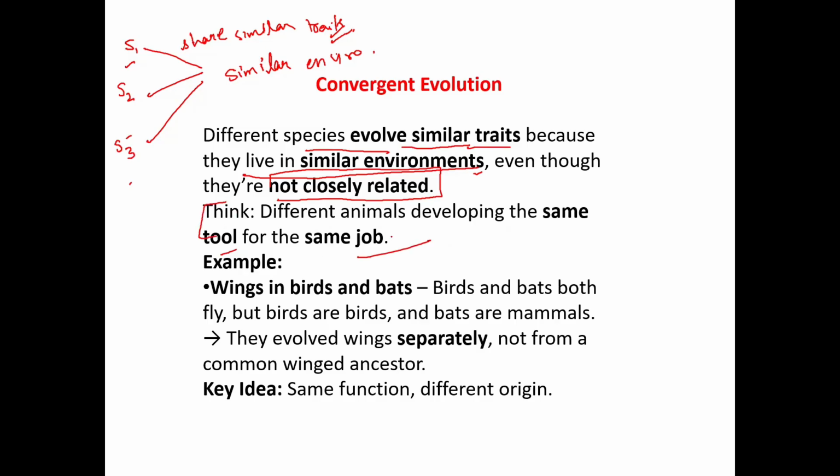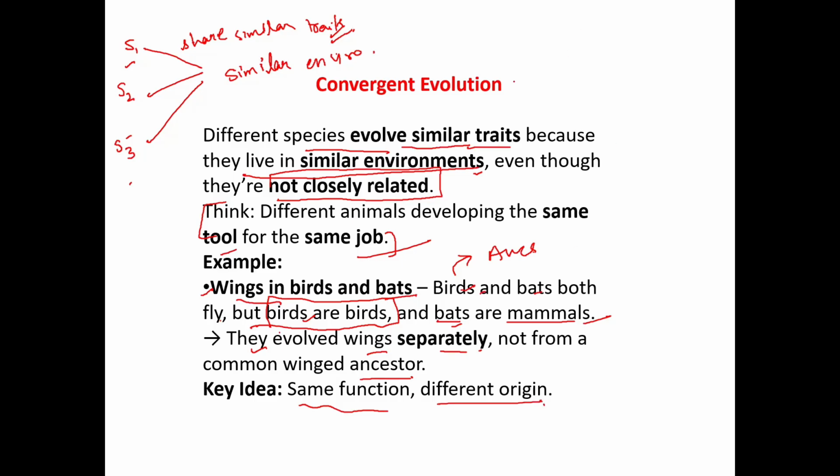It's just an example. Let's take wings in birds and bats. Birds and bats both fly, but birds and bats are different species, right? Bats are classified as mammals, but birds are classified under the category of Aves. So they evolved wings separately, not from a common winged ancestor, but perform the same function, with a different origin.